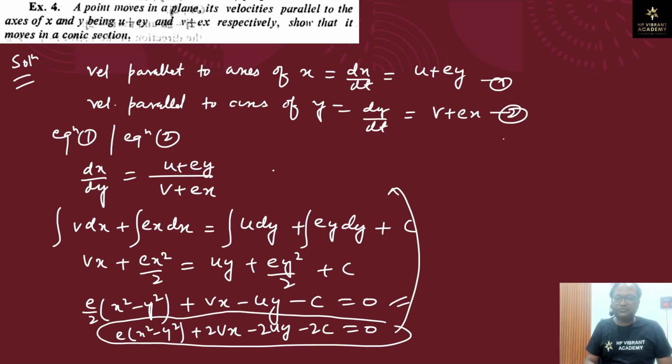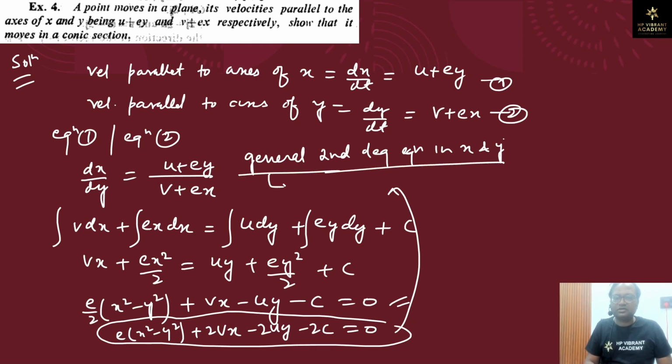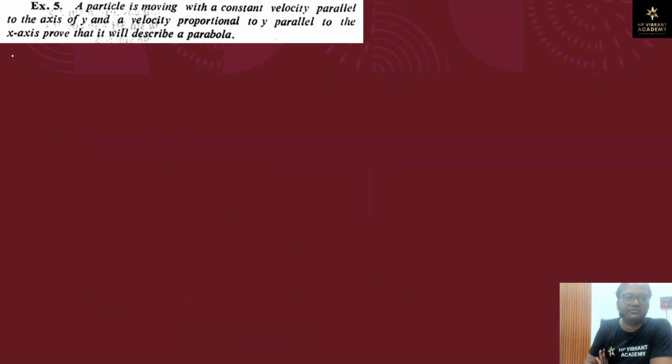So this is a general second degree equation in x and y. And what do we call this general second degree equation in x and y? A conic section. So this expression represents a conic section. What is being asked in the question is: a point moves in a plane, its velocity parallel to the axis of x and y being u plus ey and v plus ex respectively, then show that it moves in a conic section. Okay, let us discuss question number 5.